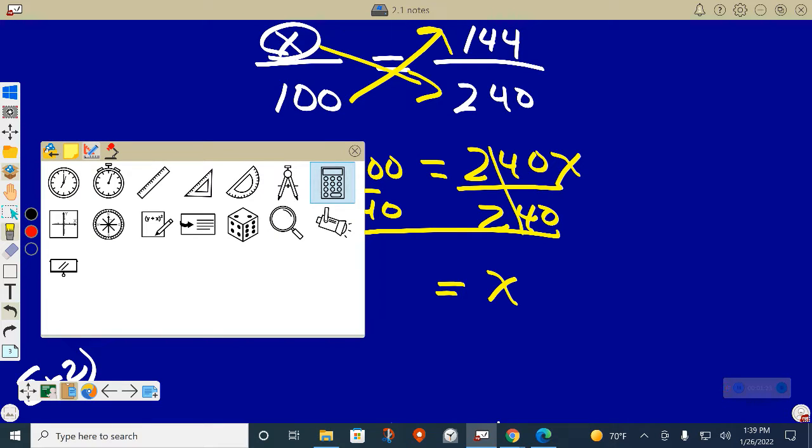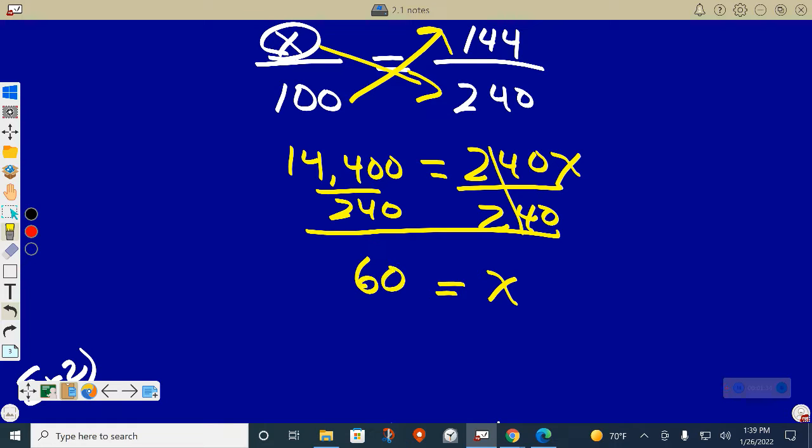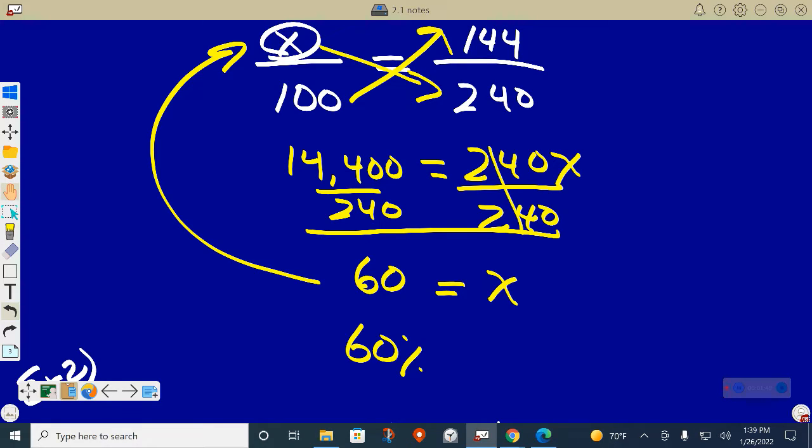Watch this. 14,400 divided by 240. 60. 60%, because it was out of 100, so 60% is fat. Notice, we have to answer the question. 60% is fat. Cool.